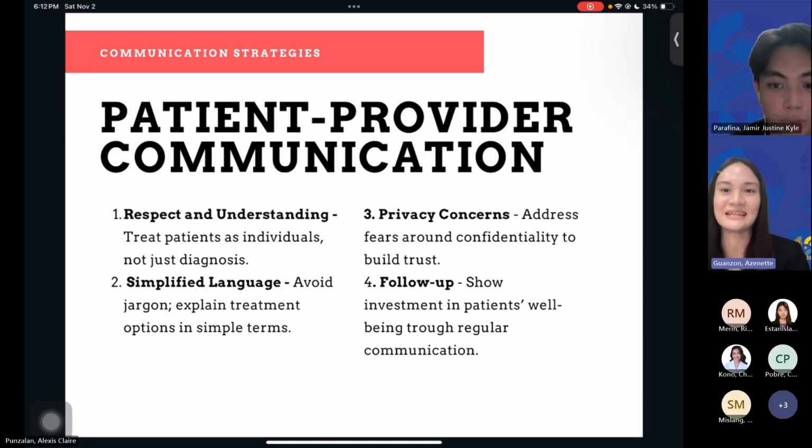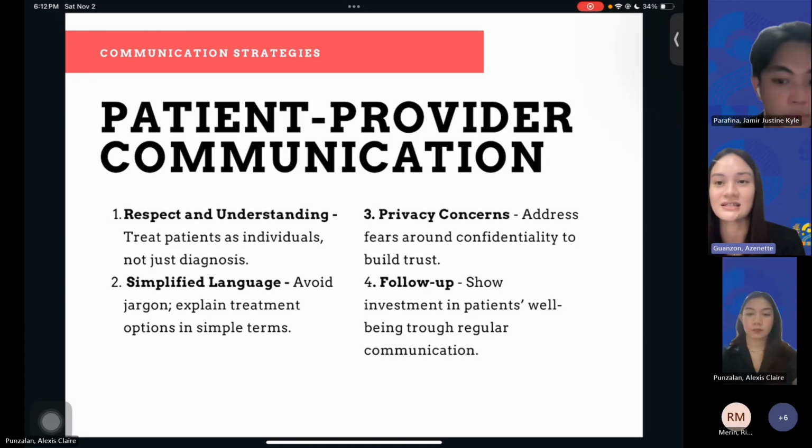Thank you, Miss Mary. Now let's move into our next topic, patient-provider communication. Effective communication between healthcare providers and patients is crucial for HIV care. When providers communicate clearly and empathetically, patients are more likely to trust them and adhere to treatment. One key to building this trust is showing respect and understanding. Patients need to feel that they are seen as people first, not just as a diagnosis.